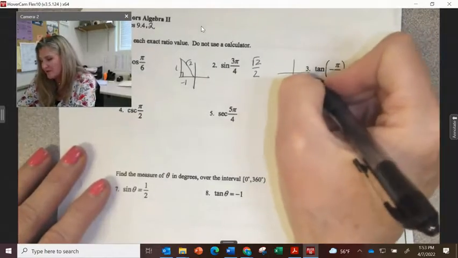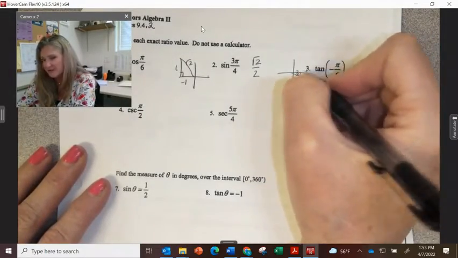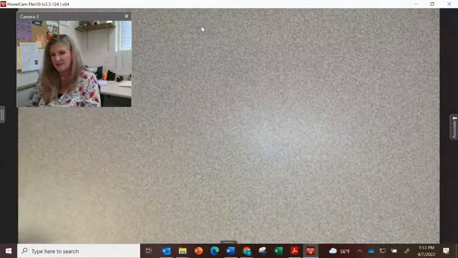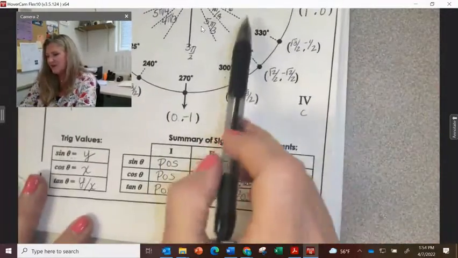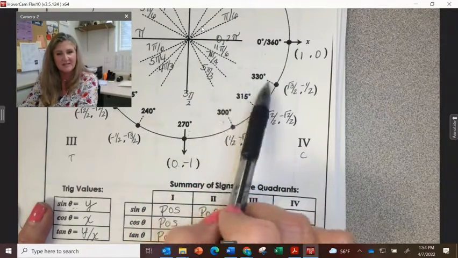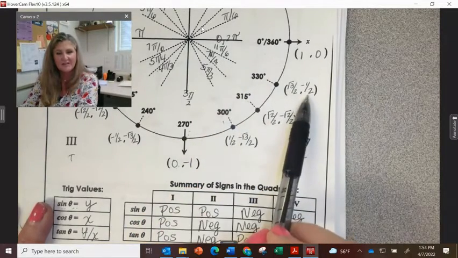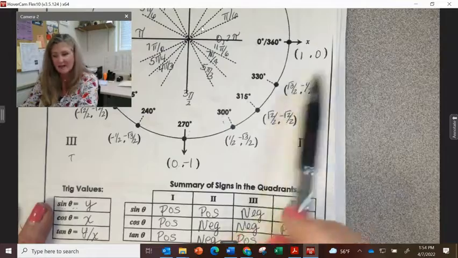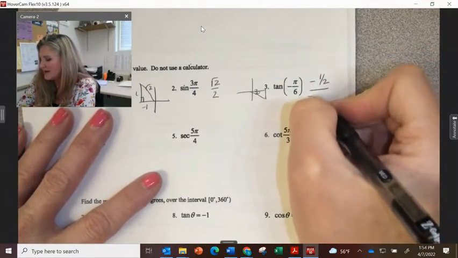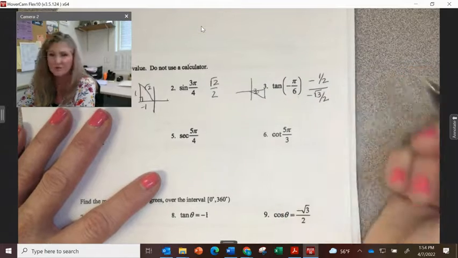The old way to do it, we would have drawn a picture, put our 30 degrees in there, filled it in. But the new way is we go to our handy dandy unit circle that we know, and we're going to go to -30 degrees, which is the same thing as this, and we're finding tangent, so we're going to have to do y over x. So we're going to have -1/2 divided by negative radical 3 over 2.